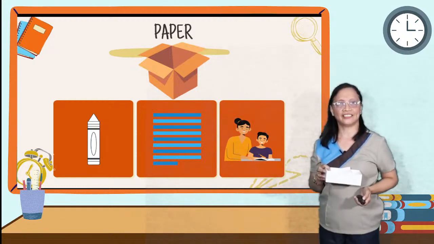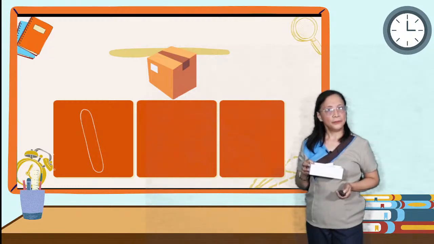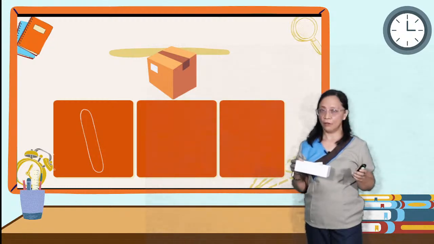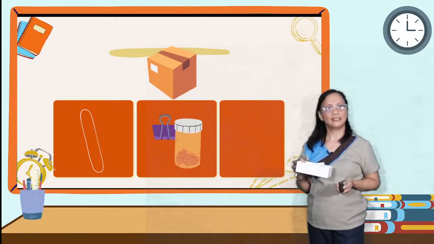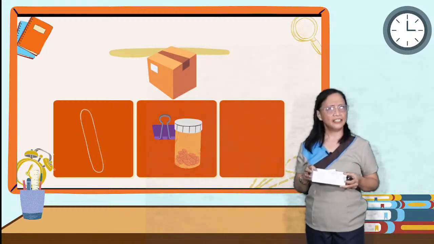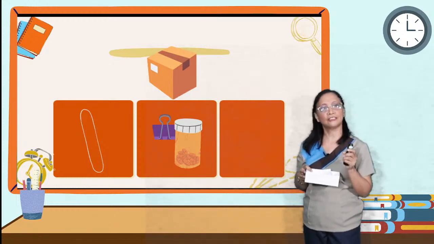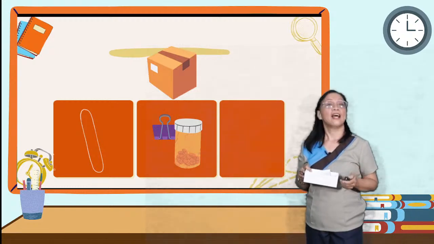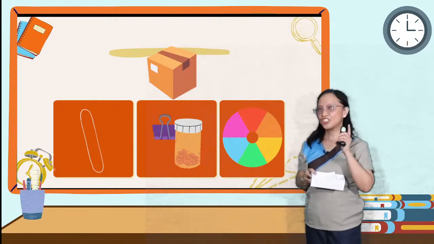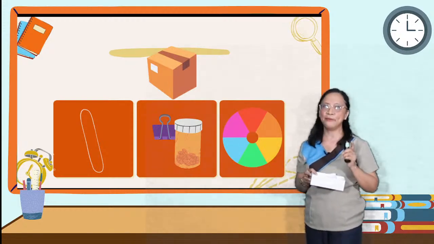Second object. Here's the clue. I am narrow, circular, or oblong, oval in shape. I used to hold things together, and if a bottle lost its original cover, I can also be used to cover its lid. I come in different colors, and children like you, my dear grade 4 learners, love to play with me.